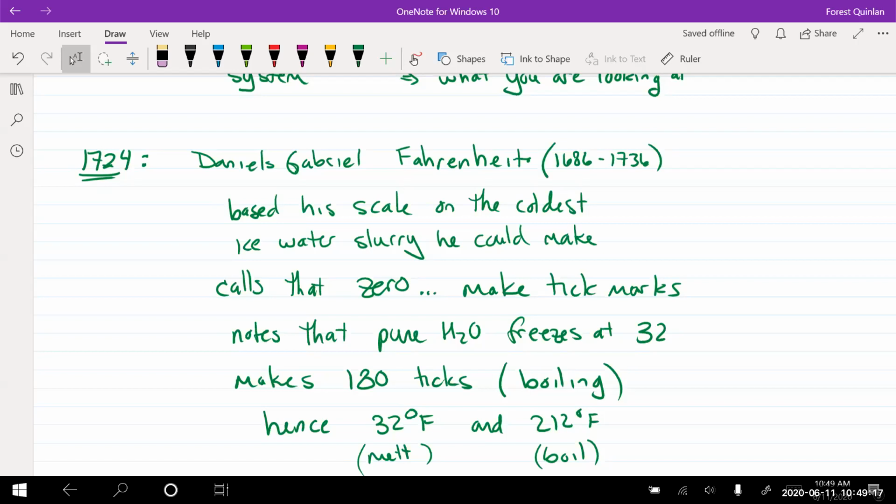That is kind of bizarre. We take for granted that we can just dial up the internet and go, oh, it's going to be 85 degrees today. And we know what that means. We didn't know what that meant until 1724. We haven't known about temperature very long, which always blows my mind.